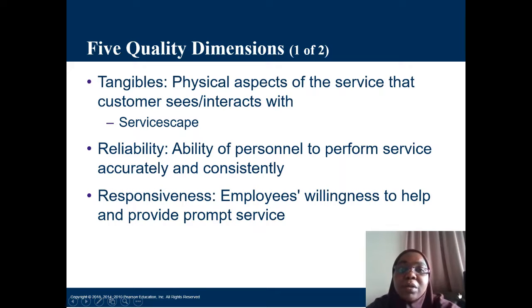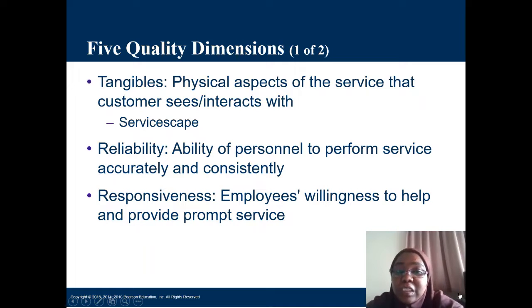Moving ahead, now we want to talk about the quality dimensions, which are 5 in number. The first is the tangibles, and these are the physical aspects of the service that customers can see or interact with. Take, for example, the facilities that have been provided on ground. It is most likely that guests or customers rate a hotel, for example, that has bigger rooms as having higher quality than another hotel that has smaller rooms. So this is just an example.